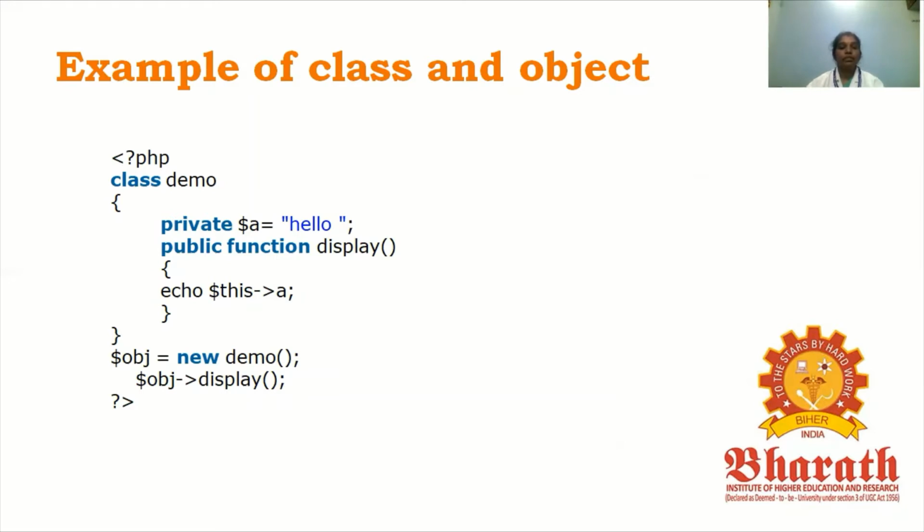See the word after the new keyword. What is it? This is the class. We have created one object for the class demo. And the next line invokes the method with the help of the object, the display method. After the execution of this code, we will get the message hello.